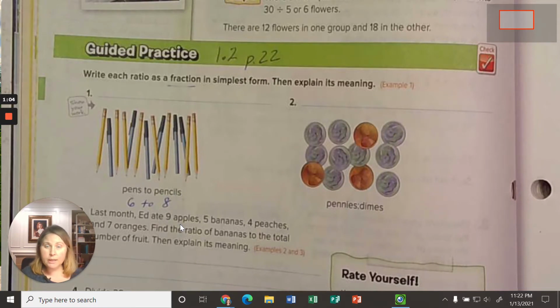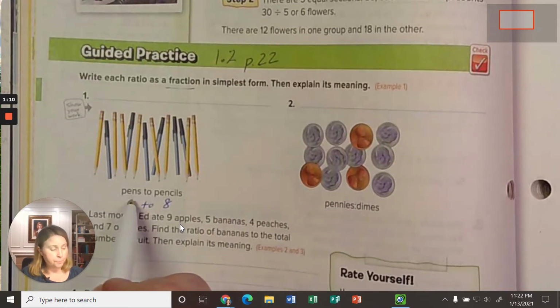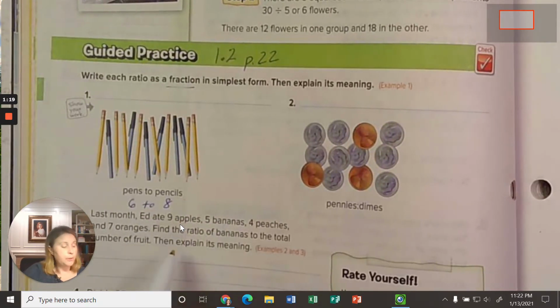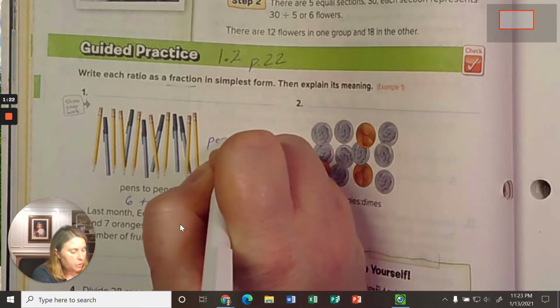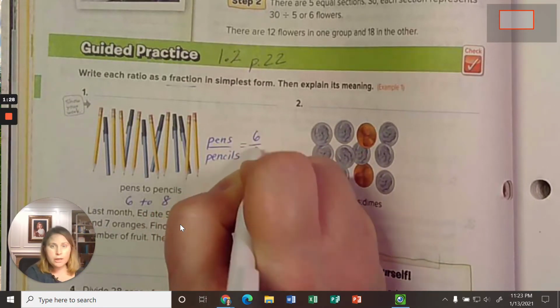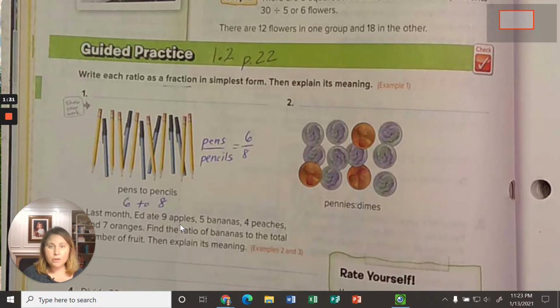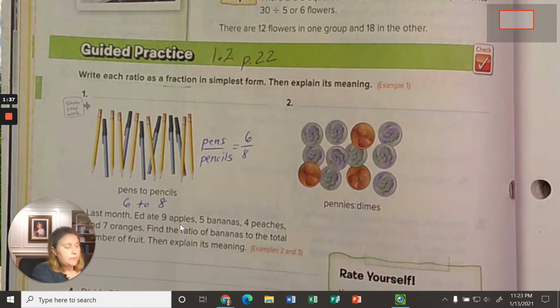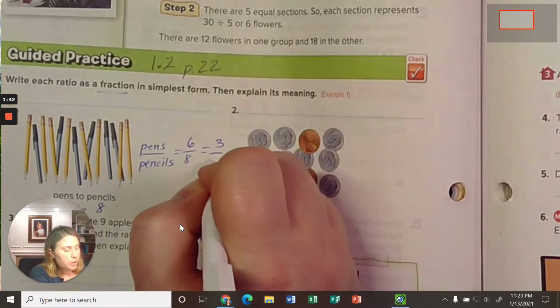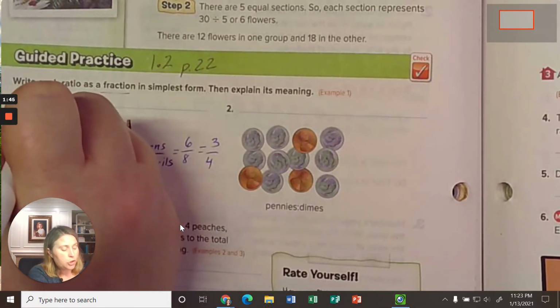And then we are asked to write that as a fraction in simplest form. So remember, when we're writing the fraction, the first item mentioned will be our numerator, and the second item mentioned will be in our denominator. First and second categories mentioned. So this will be pens over pencils. And for every 6 pens, there are 8 pencils. So we know the greatest common factor of 6 and 8 is 2. Both of those numbers are divisible by 2. So 6 divided by 2 will give us 3. And 8 divided by 2 will give us 4. Okay, so that's our ratio as a fraction in simplest form.